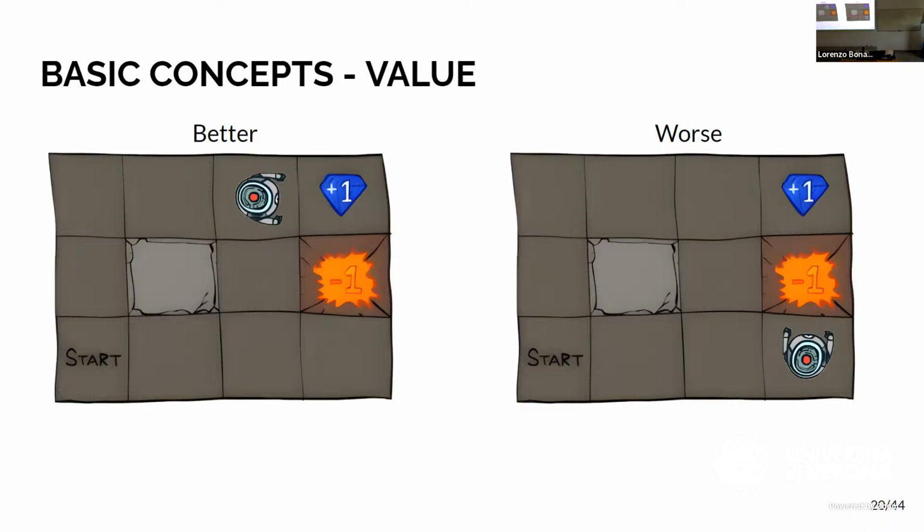For what concerns the concept of the value, instead, this is a better state than this one, because here the agent is nearer to the goal it aims to achieve. Instead there, our agent is nearer to a dangerous situation. And substantially, numerically speaking, the value of these states is higher than these states.